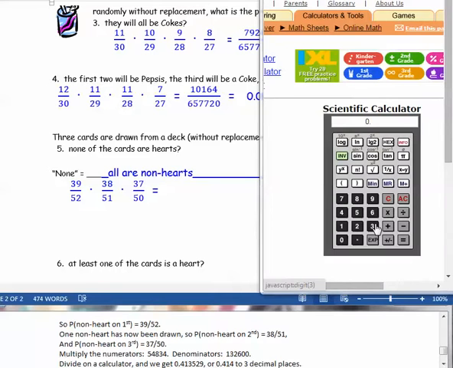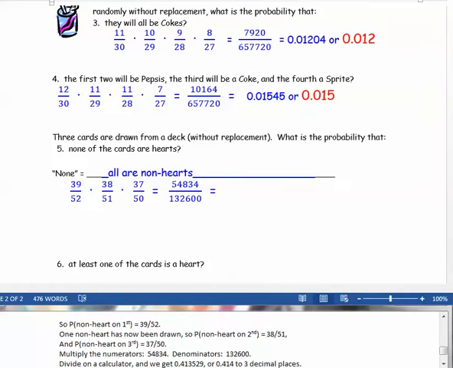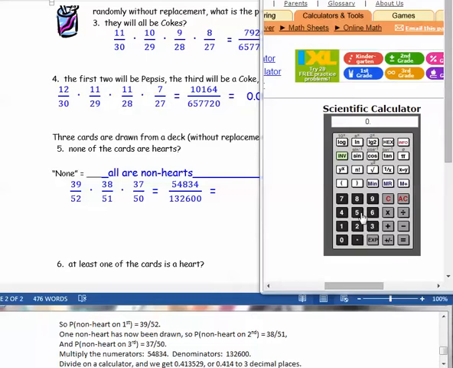Multiply the numerators. We get 54,834. Denominators, 52, 51, and 50, gives 132,600. Divide on our calculator. Top number, 54,834, divided by the bottom number, 132,600. And that gives us 0.413529, or rounded to 3 decimal places, it would go up to 0.414.